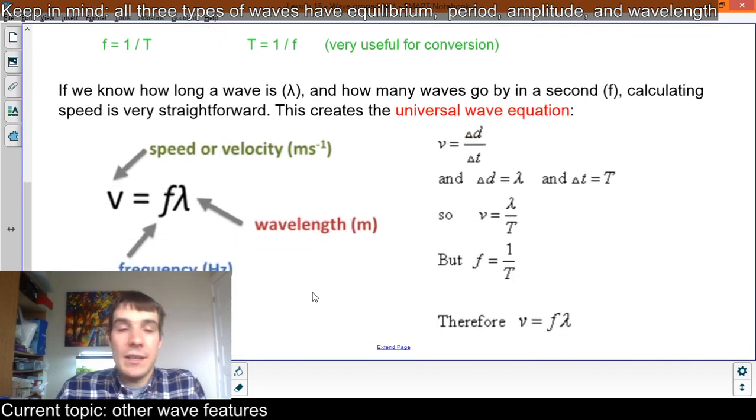Next thing is, if you know how long a wave is and how many waves go by in a second, you know how fast it's going. Because you know how long it is, which is lambda, and you know how many lengths of the wave go by in 1 second. So you can get the speed.